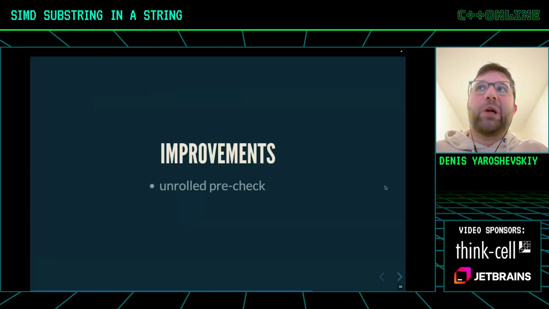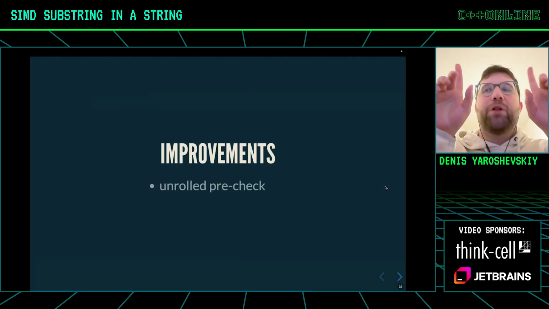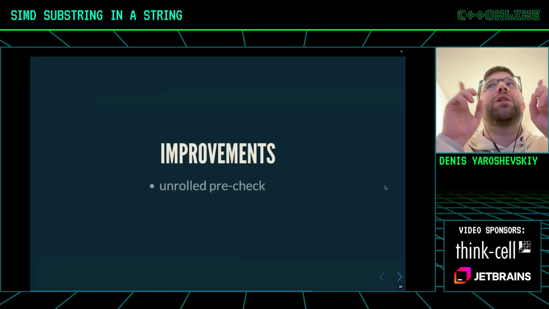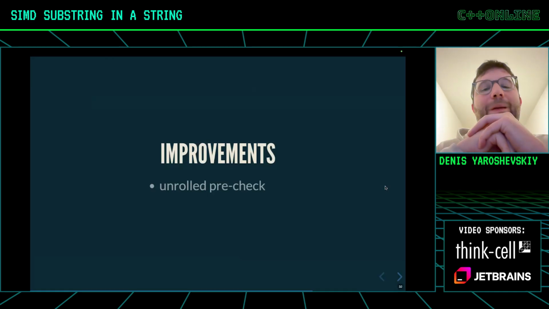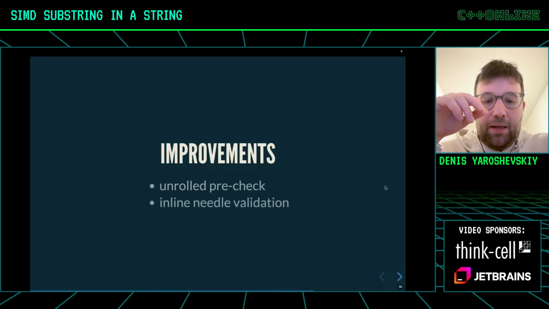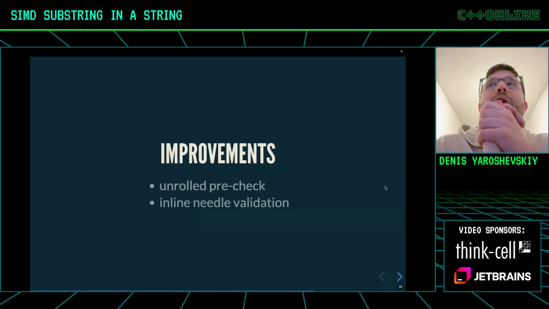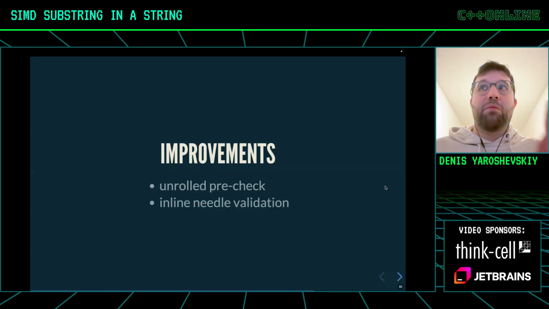One is we can unroll the pre-check. Checking for 2 characters is still very cheap, it's a small number of instructions, and it makes sense to unroll it. Second thing we should do is we should inline the needle validation. Right now in the code we wrote, we call memcmp. That's not great. We want to do that inline. So let's do it.